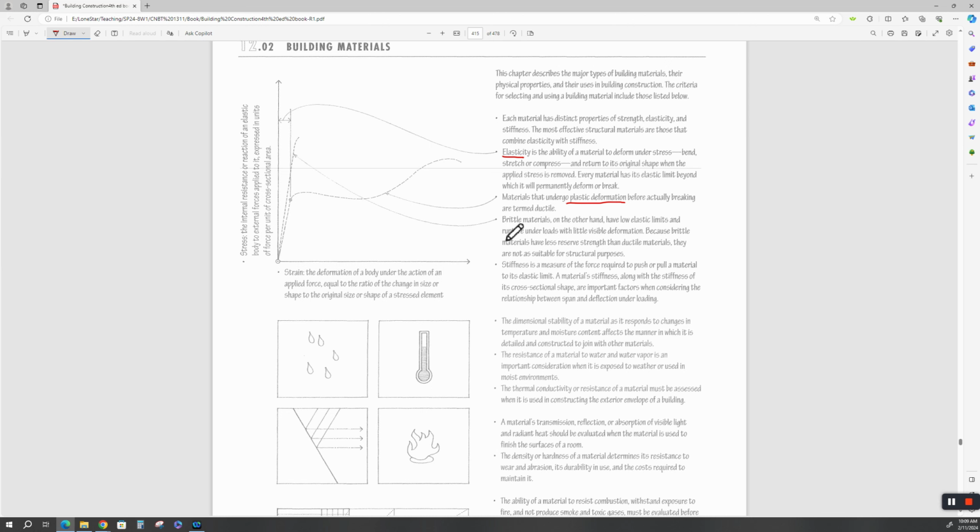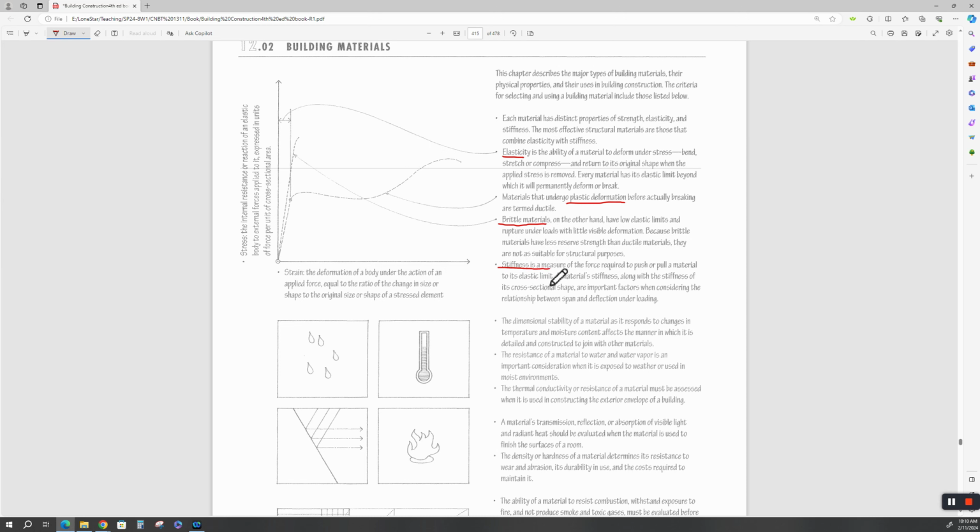Brittle materials are just that. They break. It's like a cracker. I'm going to try to make this as non-engineering as possible for you. Brittle materials, on the other hand, have low elastic limits. Go take a piece of uncooked pasta out of the bag, a spaghetti noodle, and try to bend it without breaking it. So that's brittle material. Glass is brittle. Because brittle materials have less reserve strength than ductile materials, they are not suitable for structural purposes.